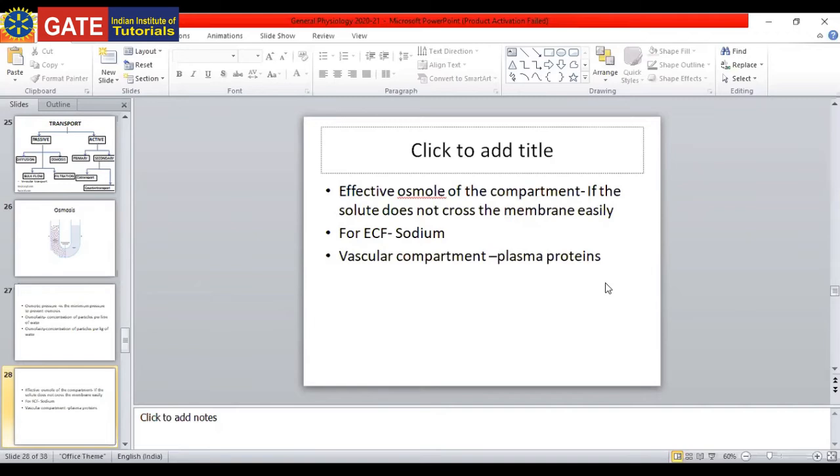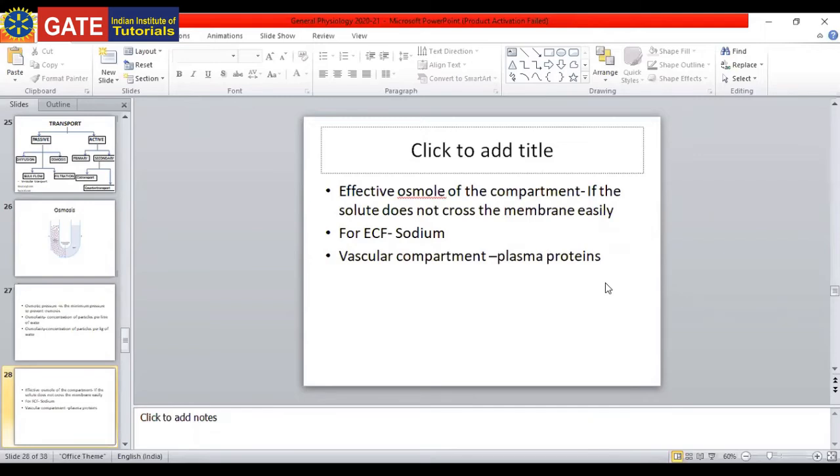Clear? Yes, ma'am. Now the effective osmole for the ECF is dash. You tell me the ion. The sodium. That is all it is. Is it clear now? Yeah, now it's clear.